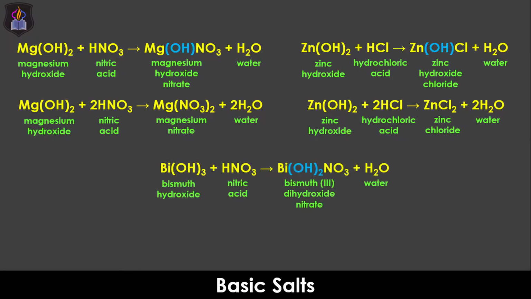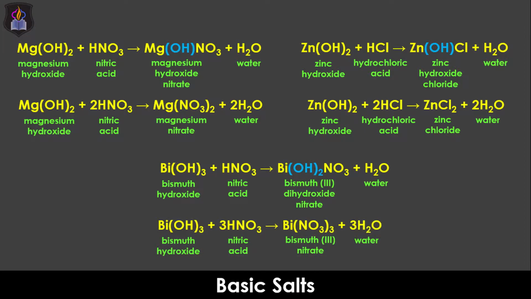Bismuth 3 dihydroxide nitrate is formed when nitric acid is insufficient to completely react with bismuth 3 hydroxide. For a mole of bismuth 3 hydroxide to be completely neutralized, we will require 3 moles of the acid. But with 2 or less moles of the acid, a basic salt will be formed. Let's look at double salt.